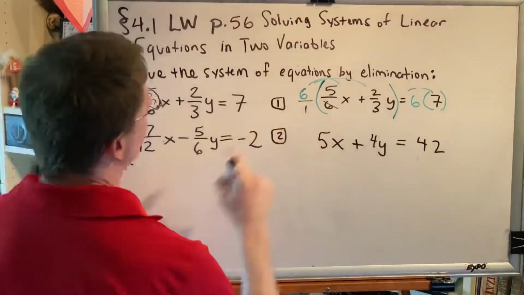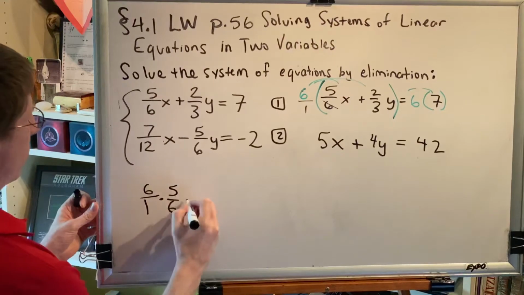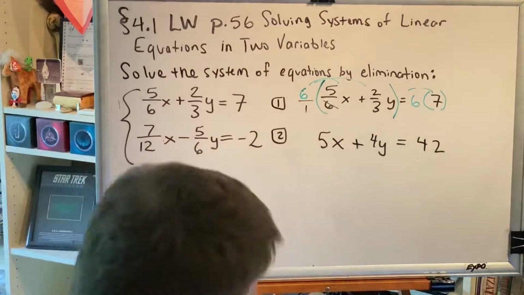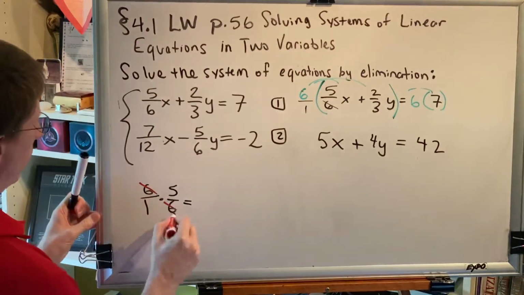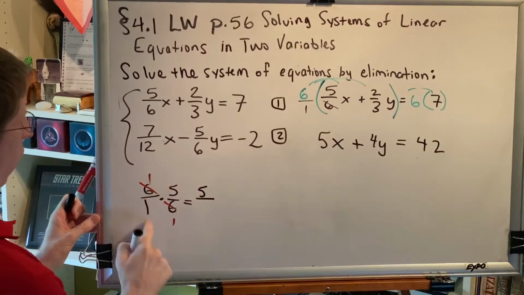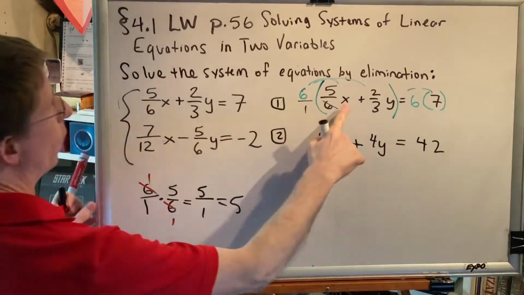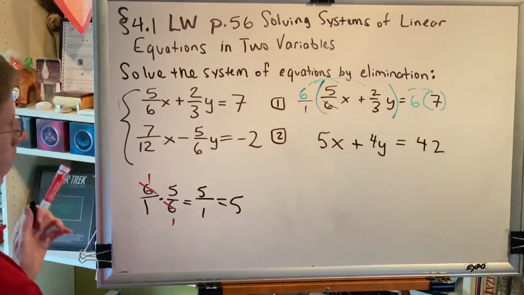Okay, let's show this fractions math off to the side. 6 over 1 times 5/6. The 6's cancel. So we get 5 times 1, which is 5. 1 times 1, which is 1. 5 divided by 1 is 5. And then, of course, we still have this x.